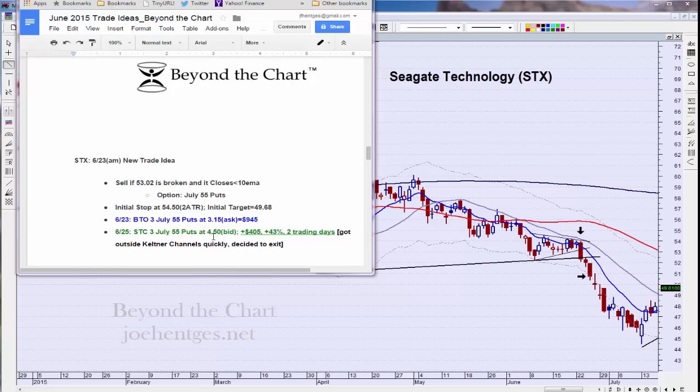So I went ahead and did, exiting at the bid, so I've got to cover the spread between the bid and ask in there. But the trade did that, $4.50. So what ended up profiting was up $405 for the trade, 43% profit in 2 trading days. Very, very good. Very happy with that.